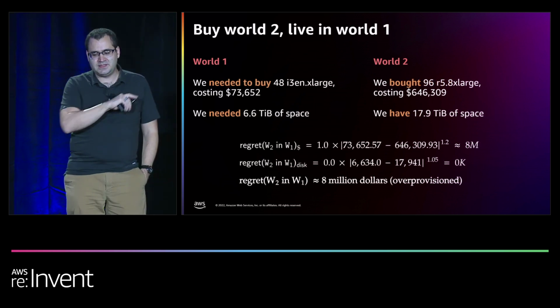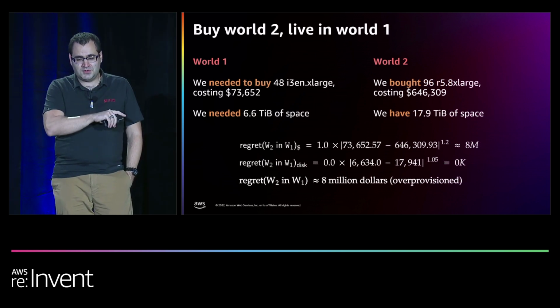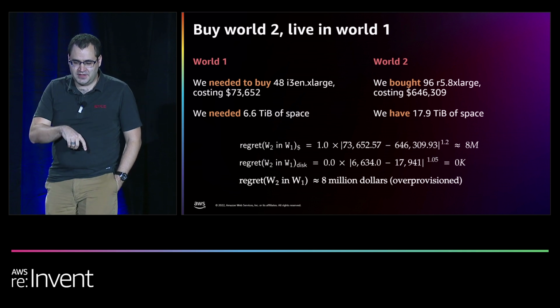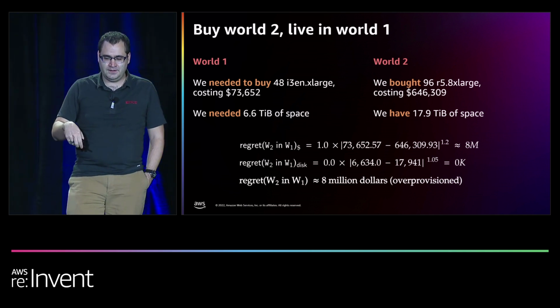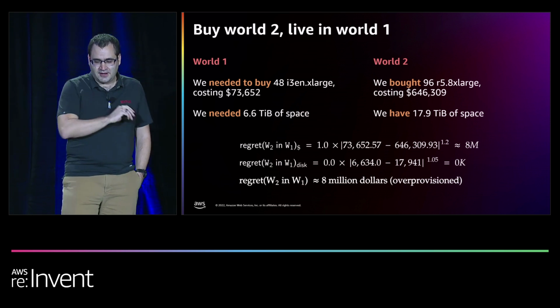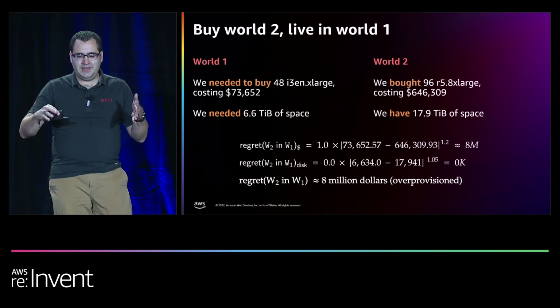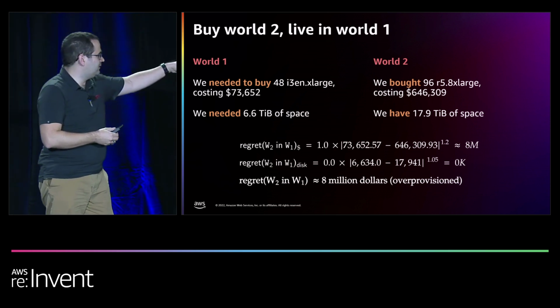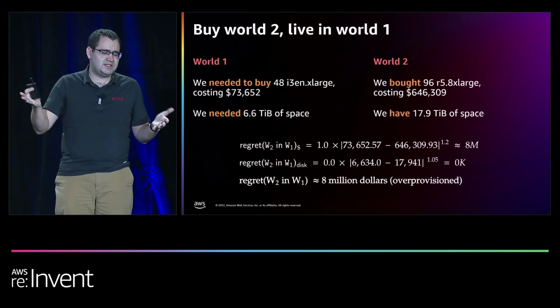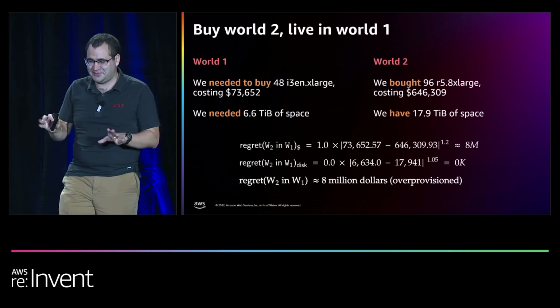We can also do the math the other way. We bought world 2 and we lived in world 1. So we needed to buy 48 i3 NX larges, and we bought 96 R5 8X larges, and so on and so forth. You can do the math here again, and if we buy world 2 and we live in world 1, we have about $8 million of regret, mostly coming from disk, because having too much disk is not a problem. Having too little disk is a problem.